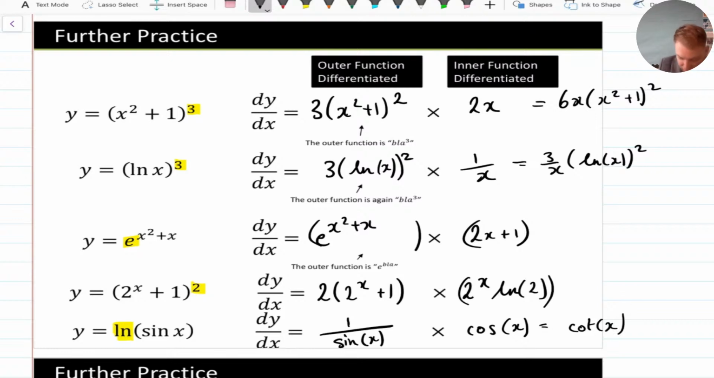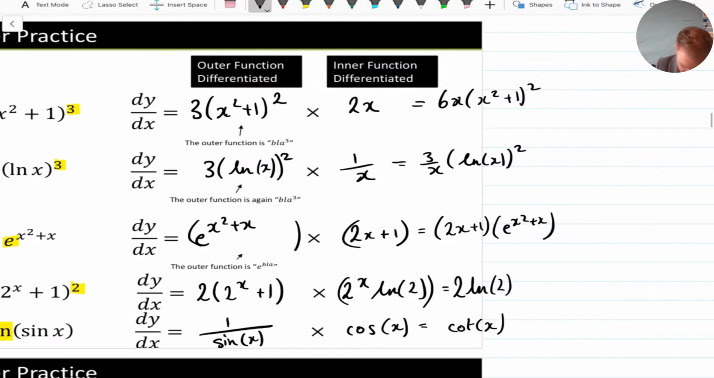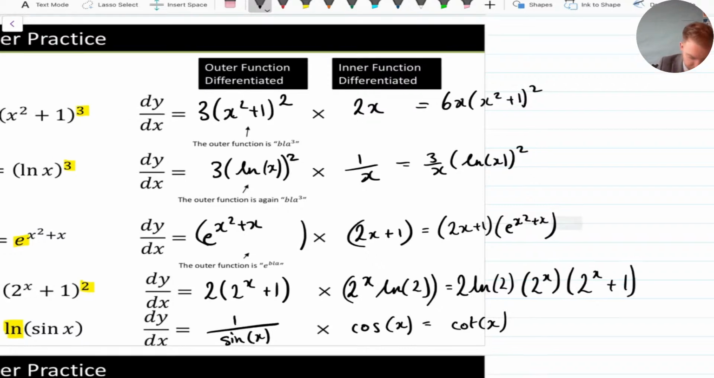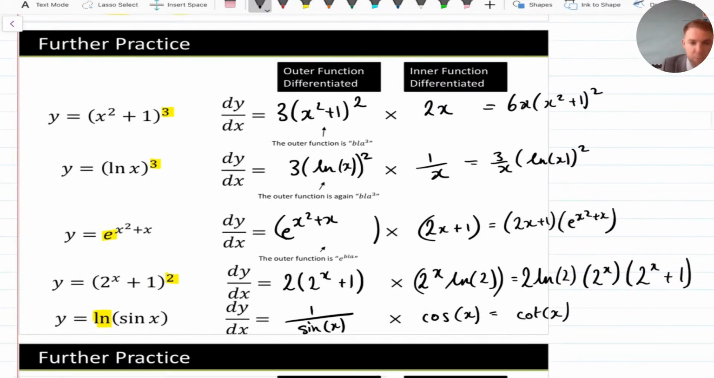Now I can simplify all of these. I probably should do really. So this one here would be equal to 2 to the x plus 1 times by e to the x squared plus x. This one here is going to be 2 ln 2 times by 2 to the x times by 2 to the x plus 1. Brilliant. Super.